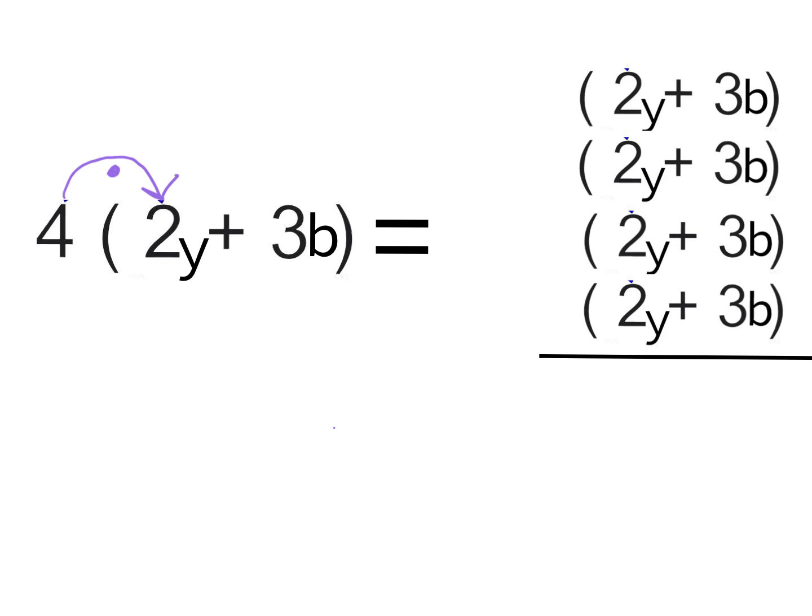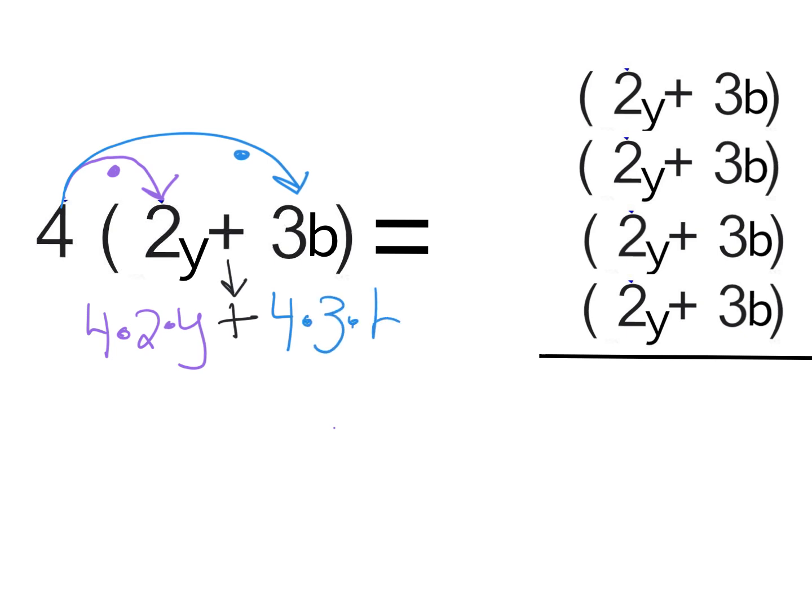Yep. Okay, and then we're going to do the same thing here. We're going to multiply the 4 times the 3 times b. So let's see how that looks. First, I'll do 4 times 2 times y. Do you see how I wrote that? That's what that means. And then I'm going to bring down my plus sign. I can't do anything with that yet. I'm not allowed to. And now I have 4 times 3 times b. I want you to write it like that.